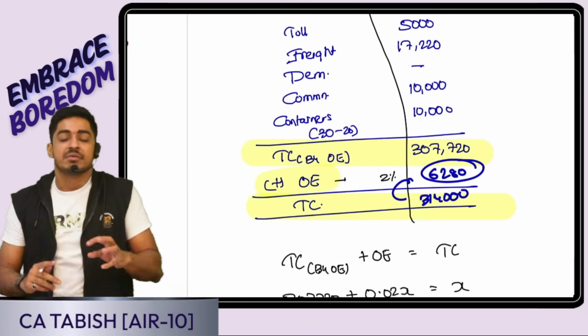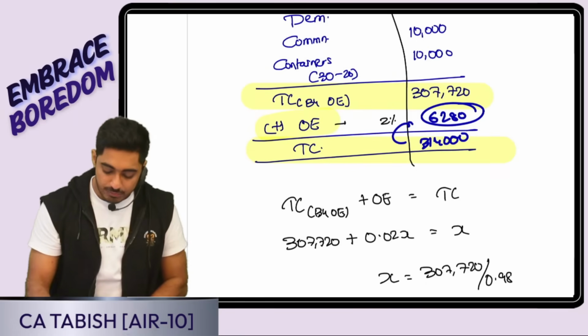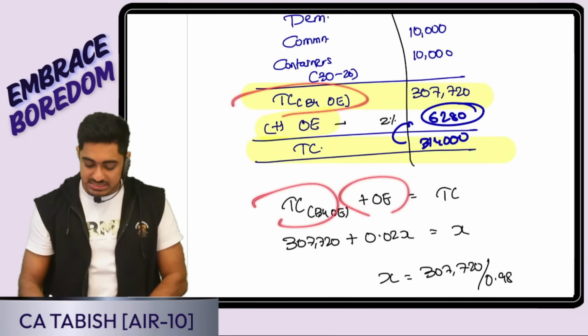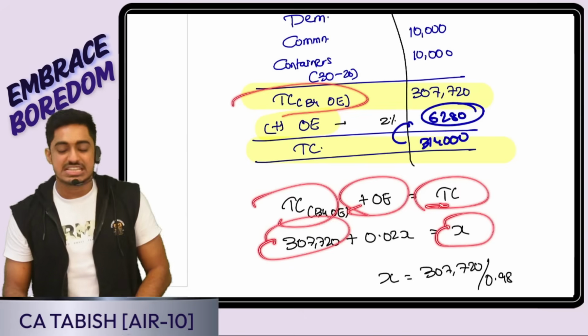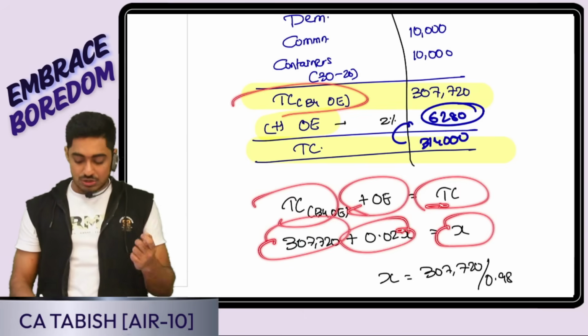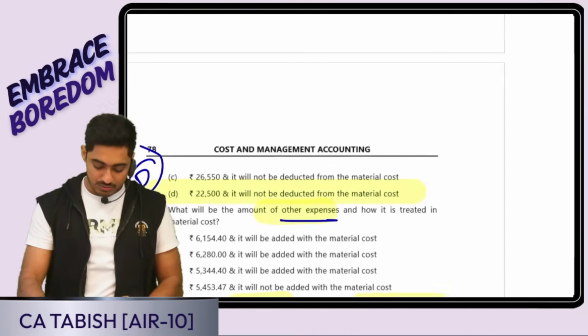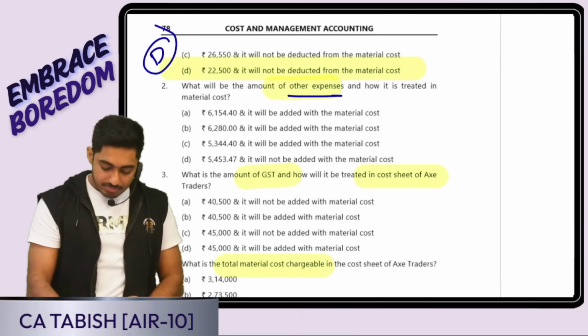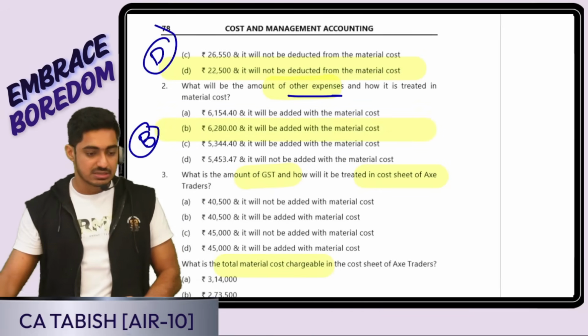This is one way. But if you feel this is difficult, you know X is always there to help you guys out. I know my total cost before other expenses plus other expenses gives me total cost. This amount I know. Let me take total cost as X. Other expenses comes to 2%, 0.02X. Accordingly, you will arrive at the value of X, and accordingly you will get other expenses of 6,280. Option number B it is.